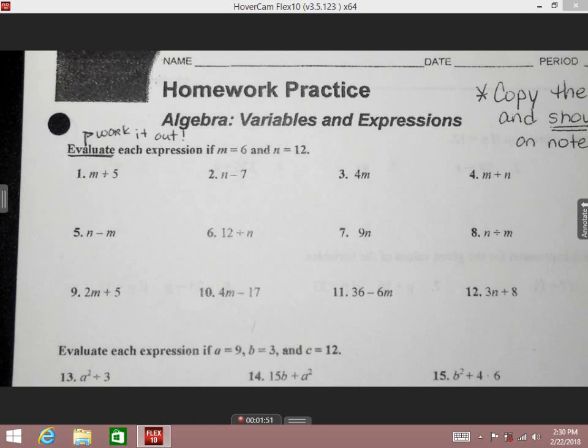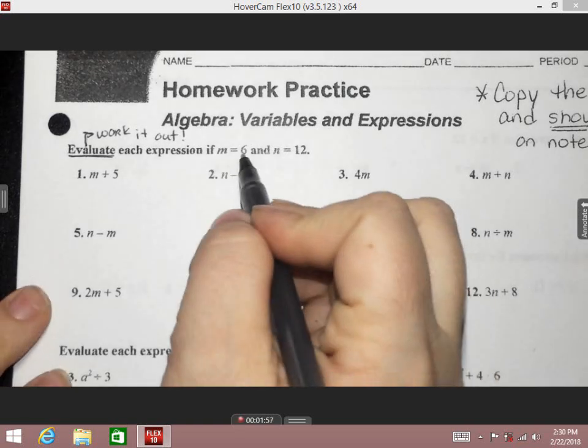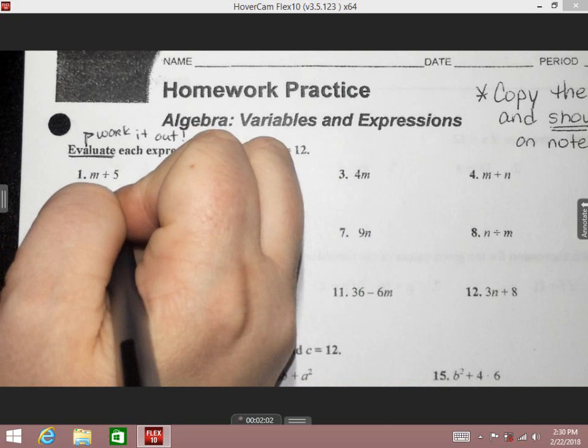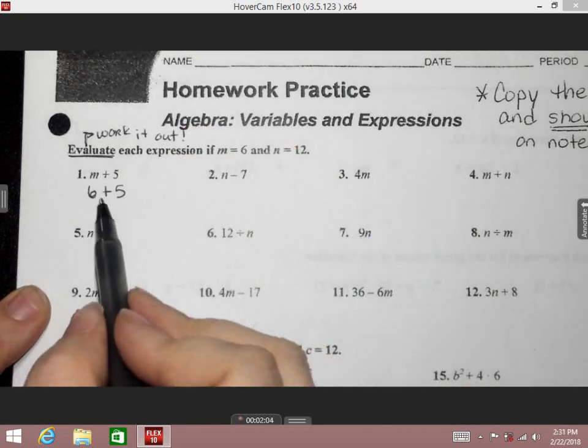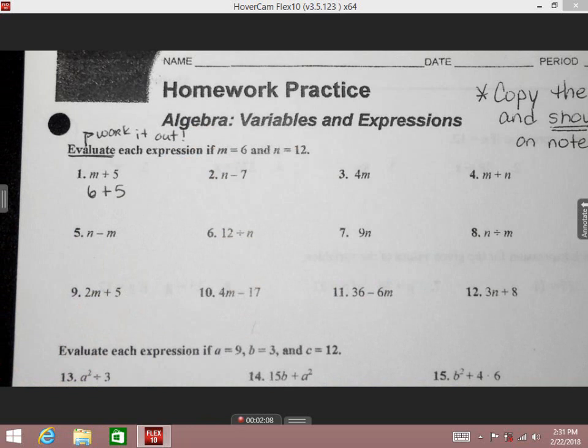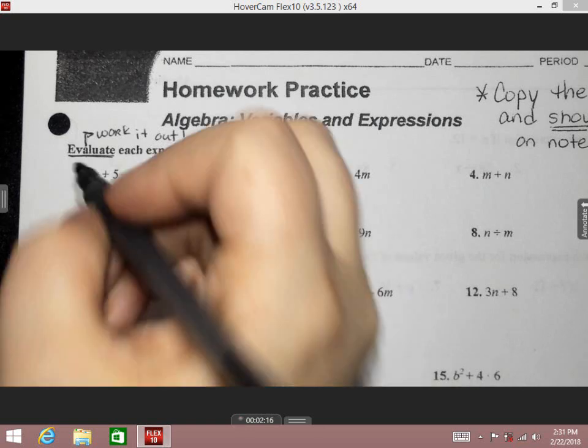But m plus 5, I want to see with my eyeballs on your paper that you have taken that 6 and written it where the m was. So I want to see where you have said, oh, it's not m plus 5, it's 6 plus 5. Again, I know you can do that process in your head, but I can't see what's going on in that crazy head of yours. So I want to see it on your paper. We got that? 6 plus 5 is 11.